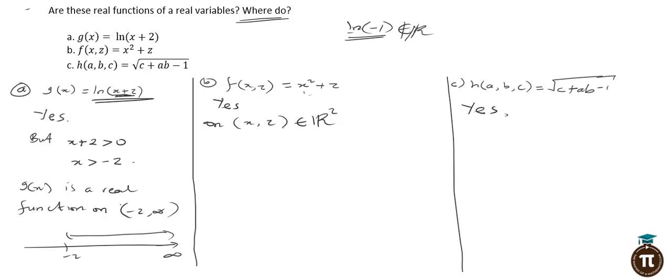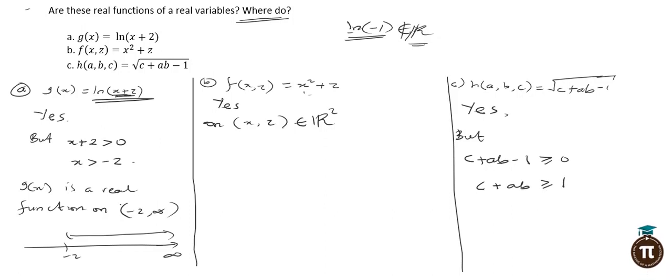So here it is a real valued function, but c plus ab minus 1, that's everything inside the square root, must always be greater than or equal to 0, because if it is less than 0, you will be having complex numbers, and that's not in R. They are not real numbers. Do you get my point? So I can as well say c plus ab is greater than or equal to 1.